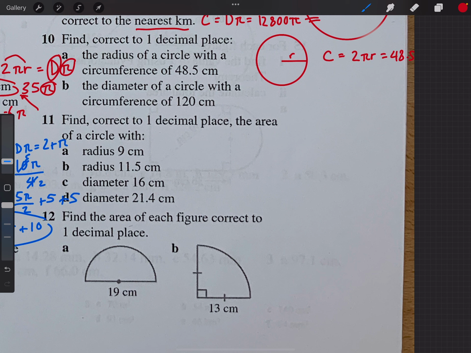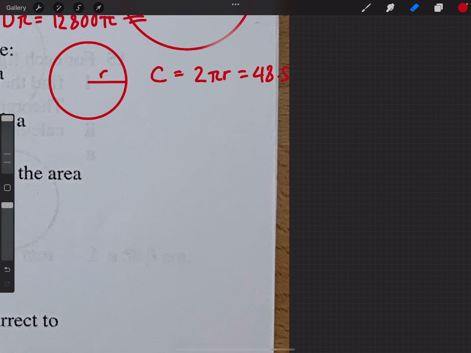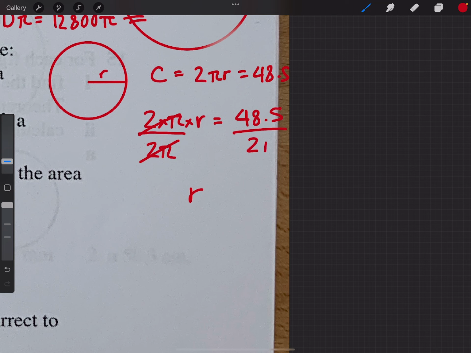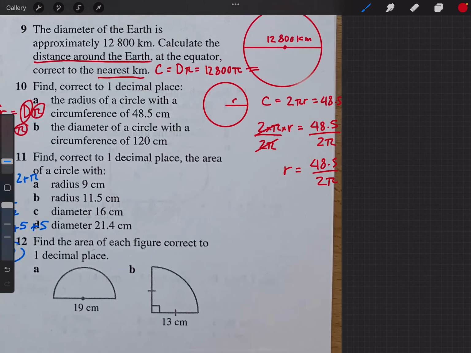So to find r, let's look at this real quick. So let me rewrite this. 2 times pi times r is equal to 48.5. To find r, we must divide both sides by 2 pi. So r is equal to 48.5 divided by 2 pi. And use your calculator and you'll get the answer for the radius there.